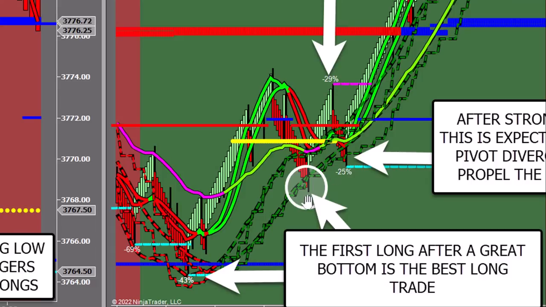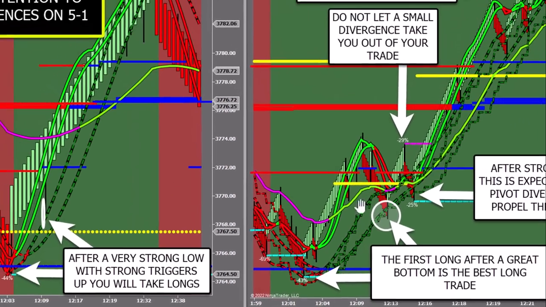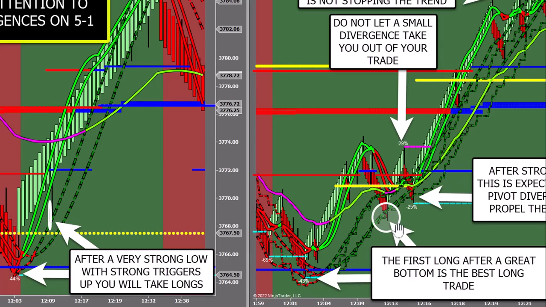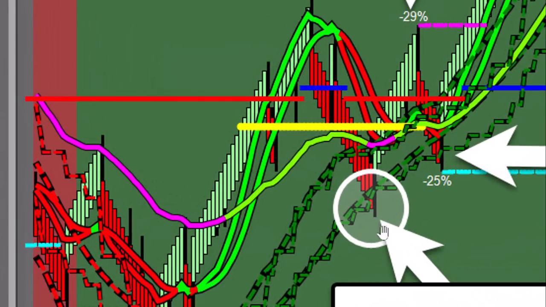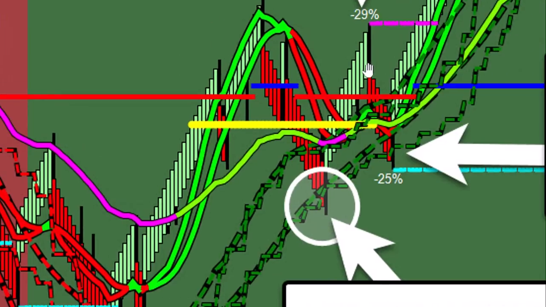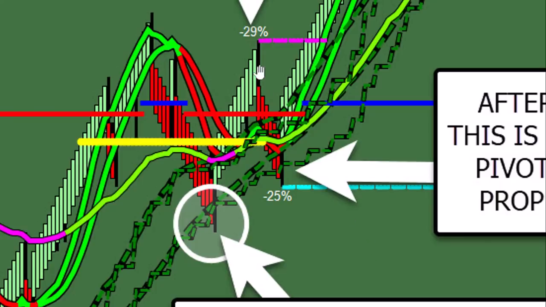And just hope that the strength of the bottom and the strength of the triggers and my stop below the pivot is enough to save me from anything that might happen up here. And then ultimately, because we were patient, left our stop down here, we get a higher pivot and higher divergence, and we can trail our stop below that.